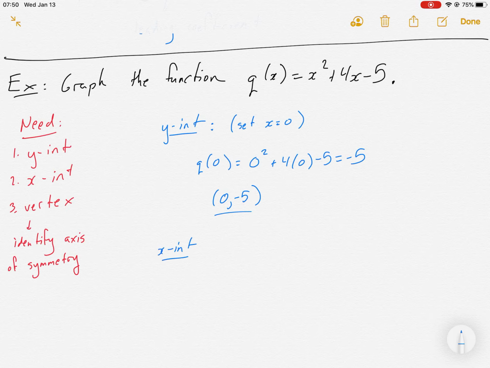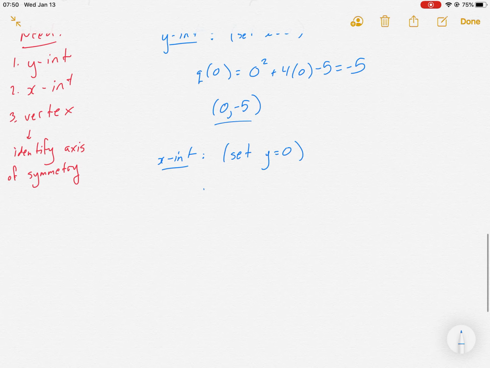X-intercepts. Now for the x-intercepts, you always set y equal to 0. So that means I'm solving 0 equals x squared plus 4x minus 5. Now in order to solve this, you have to factor, or if it does not factor, you can use another method, which we'll come back to.